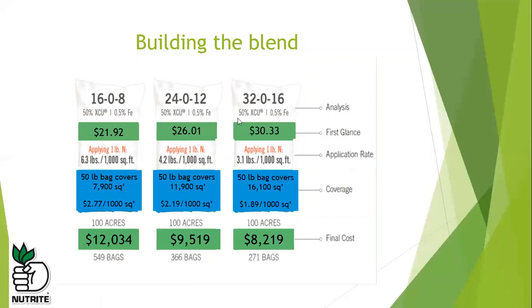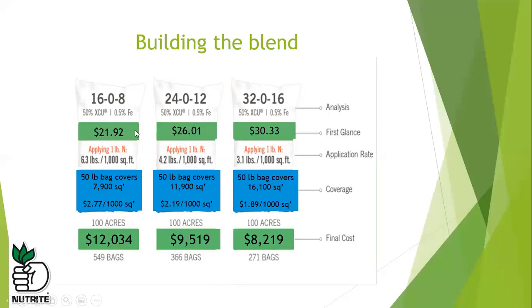If we go to our highest analysis blend, same thing, 50% slow release, 0.5% iron, $30 bag. You're going to need far less product per thousand, 3.1 pounds. A 50-pound bag will cover 16,000 square feet at a cost of $1.89 per thousand. If we were to do 100 acres at this rate, we'd only need 271 bags for a cost of $8,200.